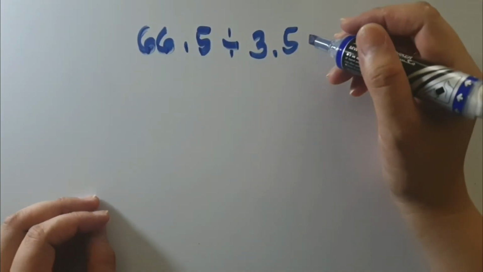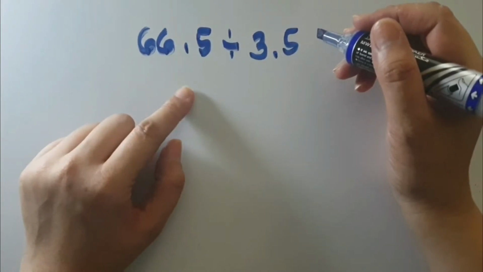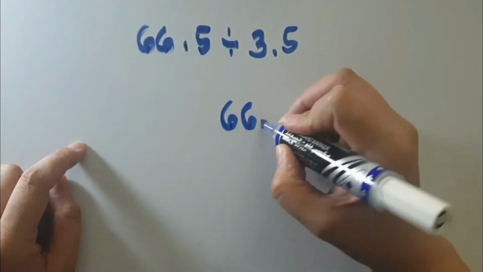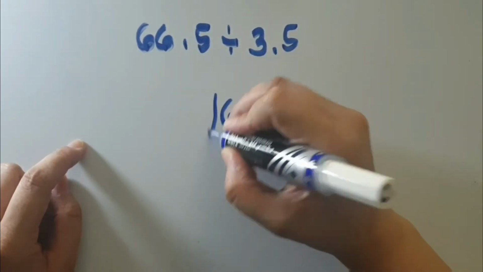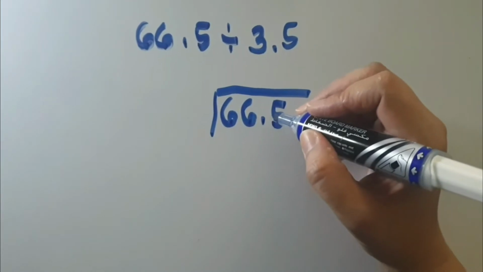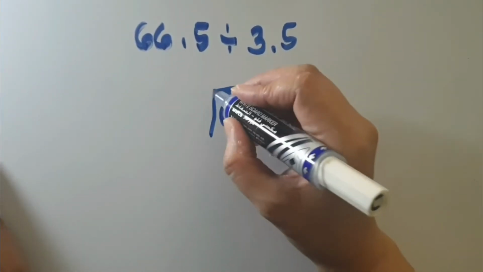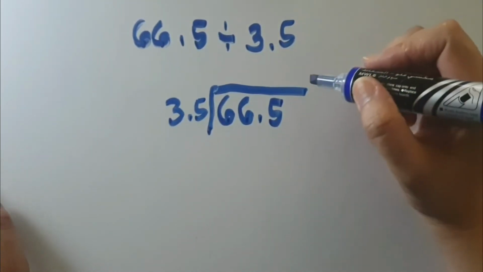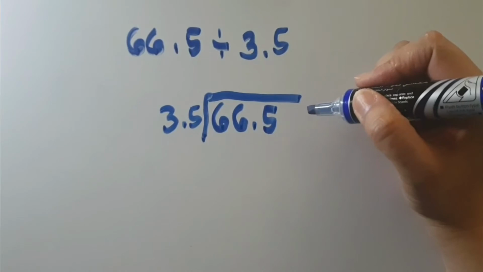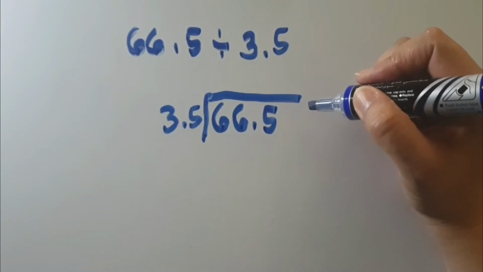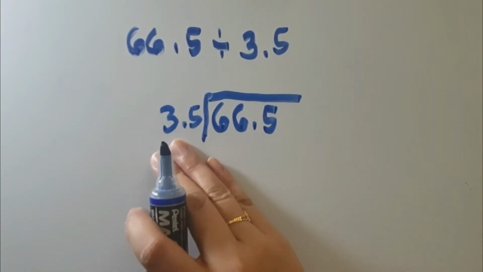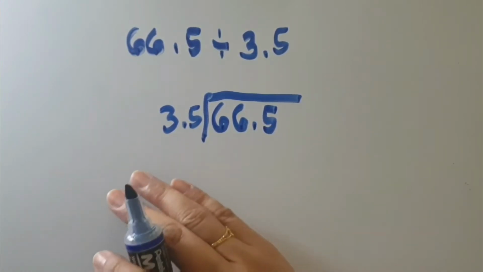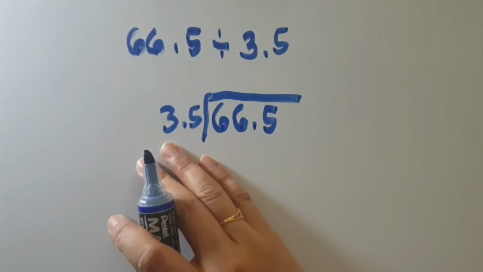To solve the problem, we need to divide 66.5 by 3.5. So we will follow the same format, just like how we divide whole numbers. So it is 66.5 inside because it's the dividend, and the divisor, which is 3.5, should be outside. Now remember, we can only divide if our divisor is a whole number. So you have to check your divisor. This one is not a whole number, it is a decimal. So think how you can make it a whole number.